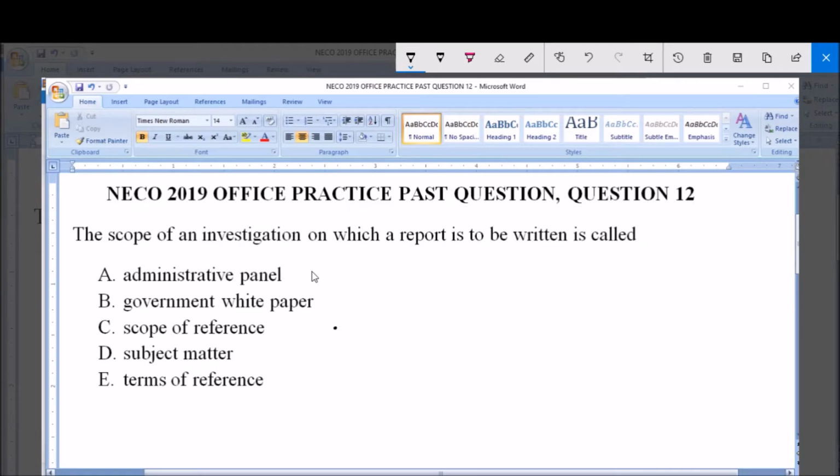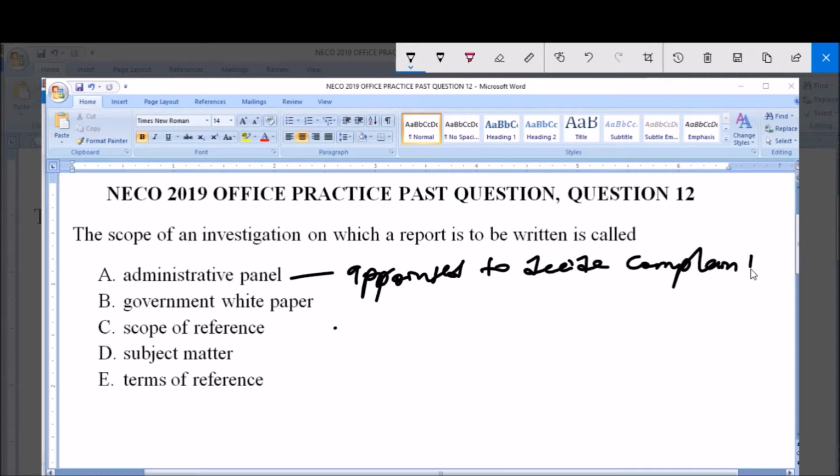And option A here says Administrative panel. Now, administrative panels are simply panels appointed to decide about complaints concerning certain issues in an organization.